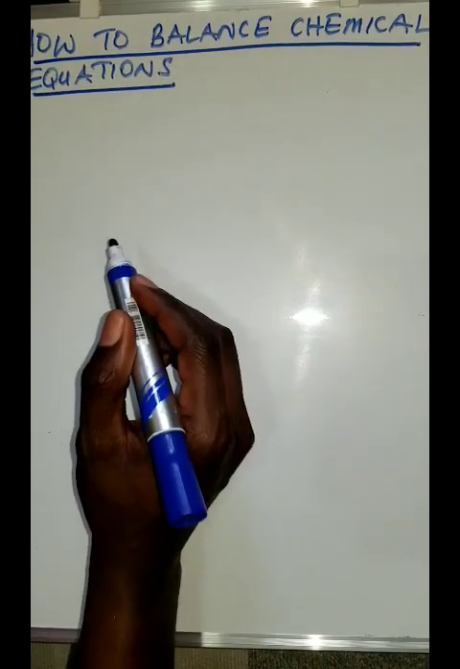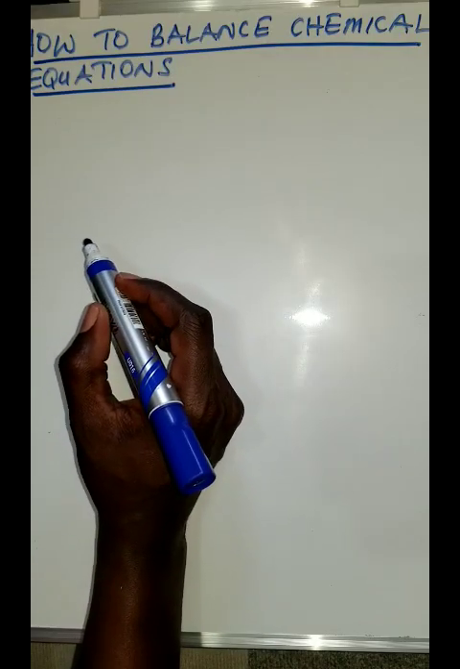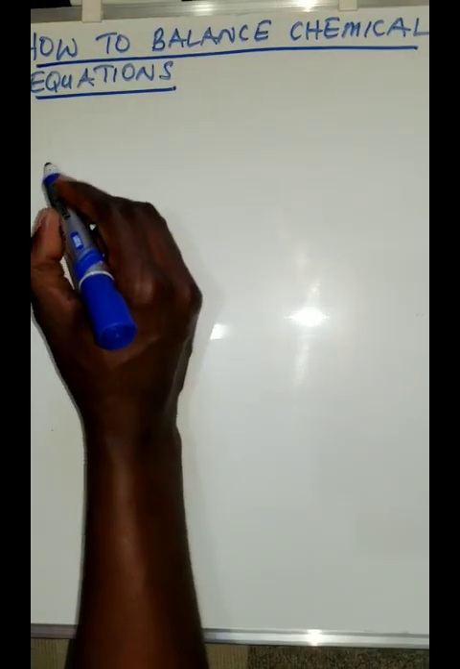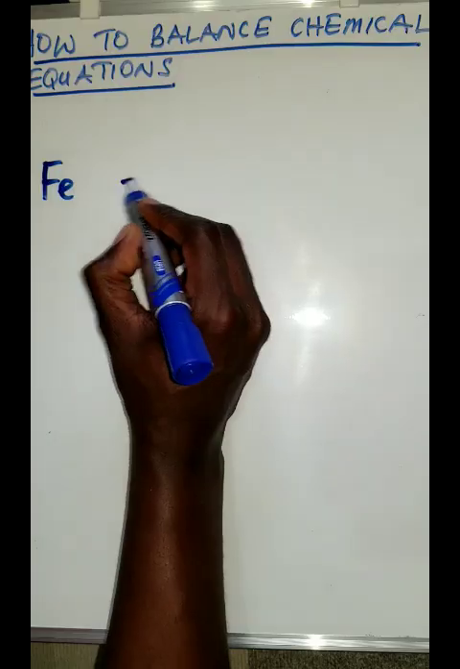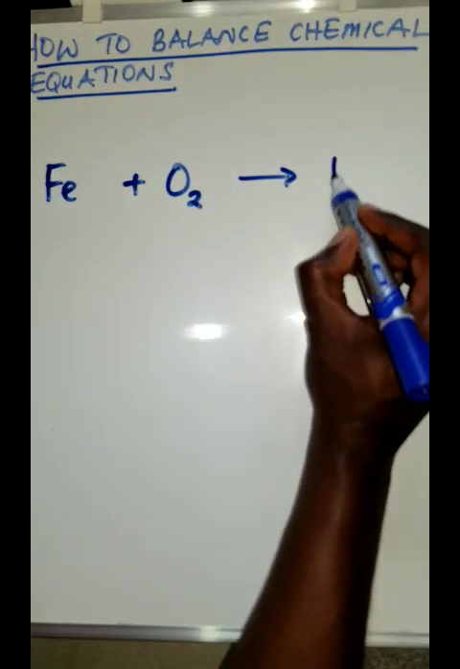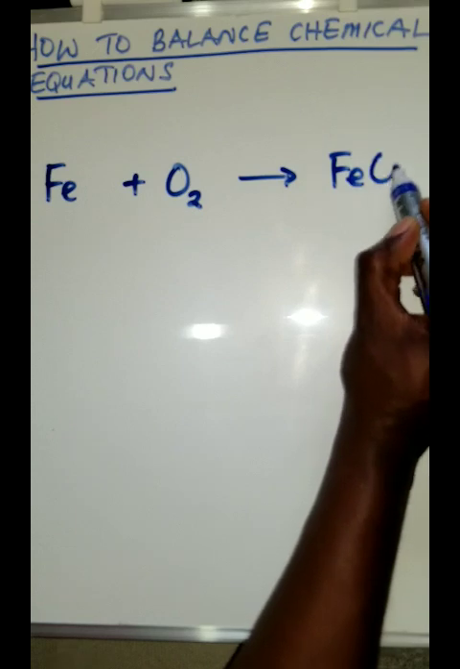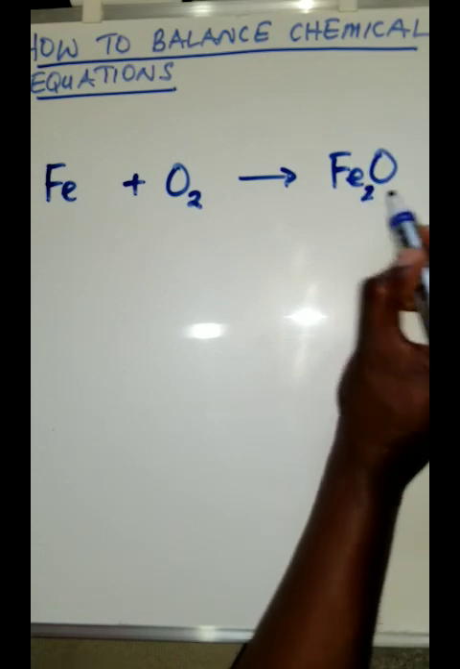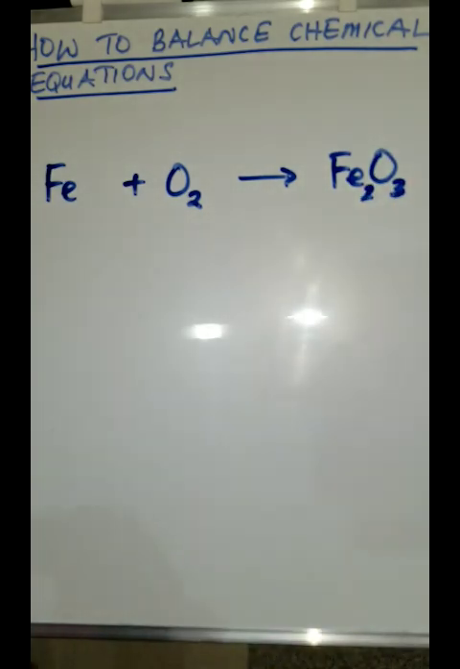Well, let's try to look at some more equations and see if you are able to actually balance them. Suppose I gave you in this case that iron is reacting with oxygen to produce what we are calling as being iron 3 oxide.